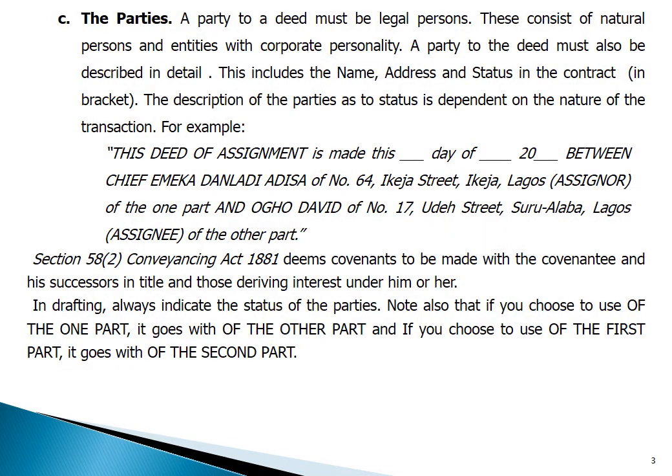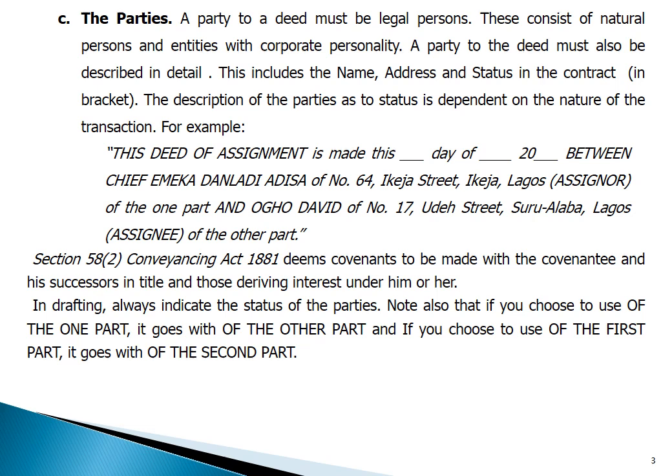C. The parties. A party to a deed must be a legal person. This consists of natural persons and entities with corporate personality. A party to the deed must also be described in detail. This includes the name, address, and status in the contract in brackets. The description of the parties as to status is dependent on the nature of the transaction.